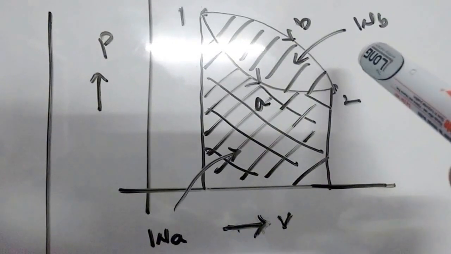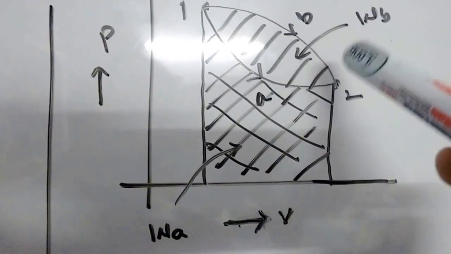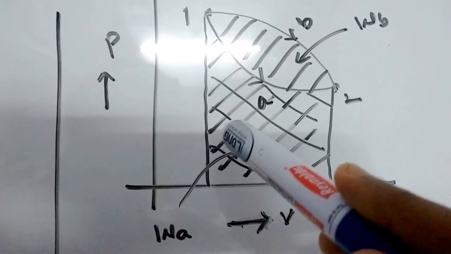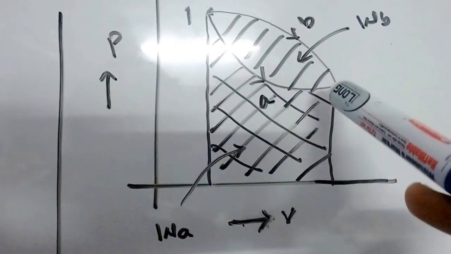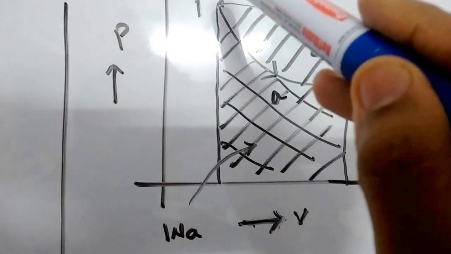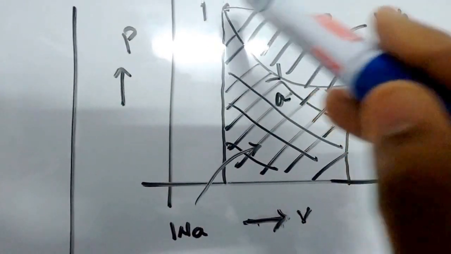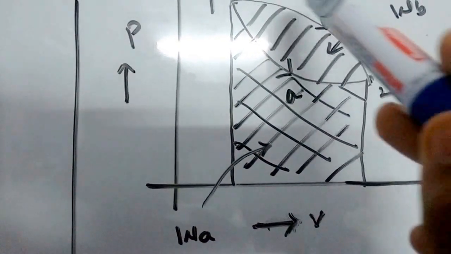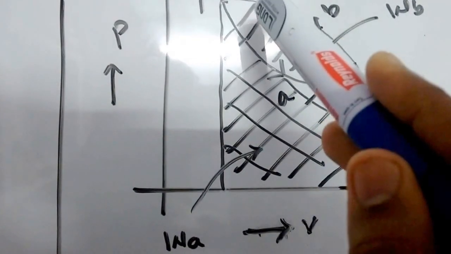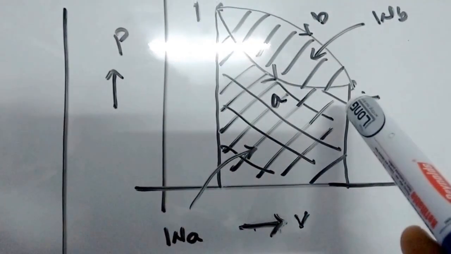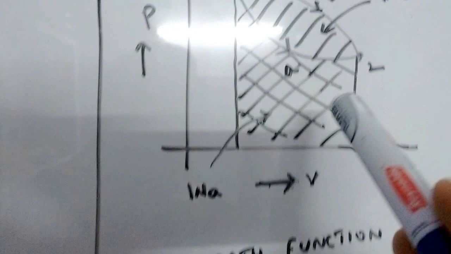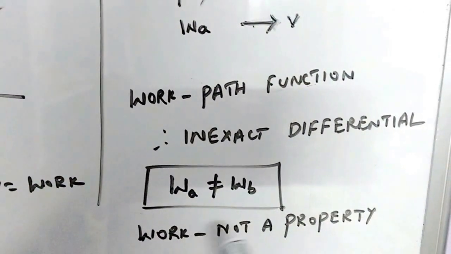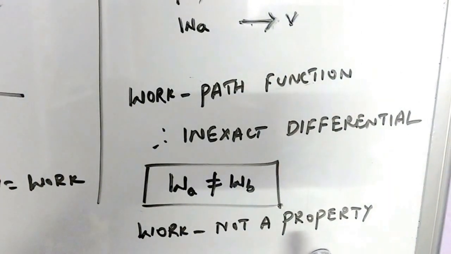As the areas are not equal, means WA is not equal to WB, even though the endpoints are the same, the works here are not the same. Therefore we can conclude that work does not depend on the endpoints, and it directly depends on the path followed by the system. Therefore we can say work is a path function and it is not a point function, and it is also an inexact differential. Work is not a property because it is independent of the end states.